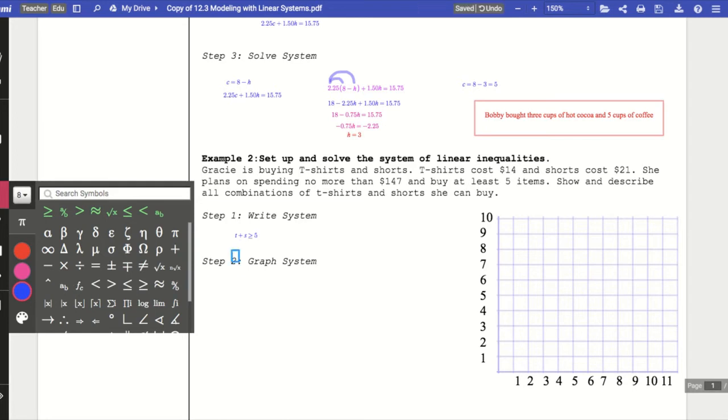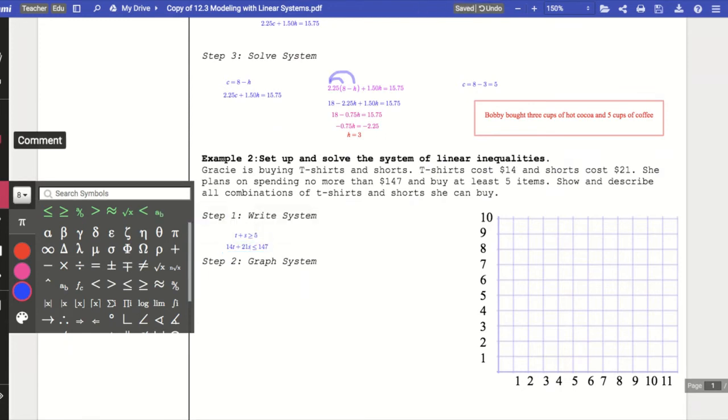The next equation is for the cost, because remember, she has that cost constraint. She doesn't want to spend more than $147 on this stuff. I know that t-shirts cost $14, so 14t plus, and again, the shorts are $21, so 21s. This time, this has to be less than or equal to $147, because she cannot spend more than that. That's why we're using the less than or equal to.